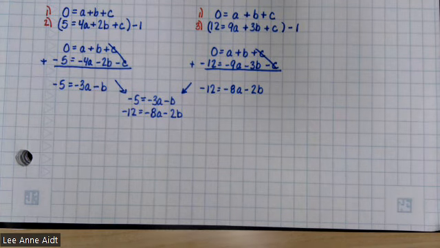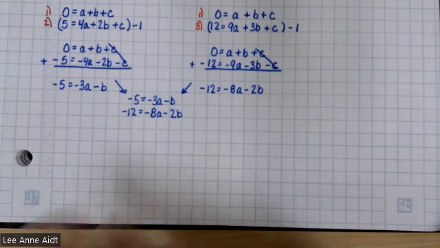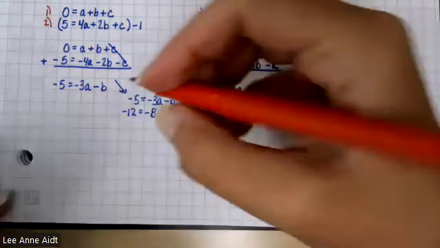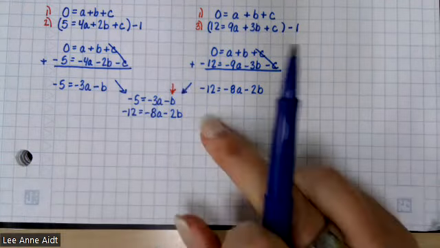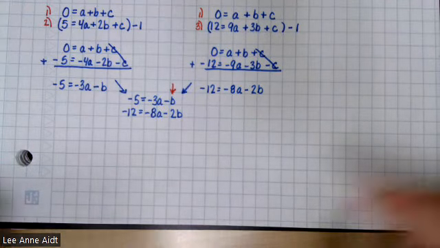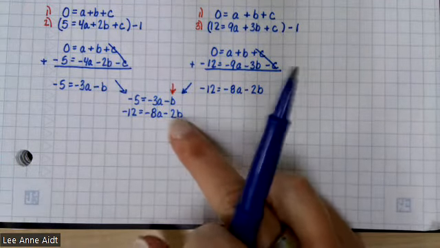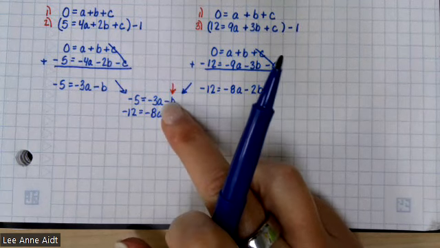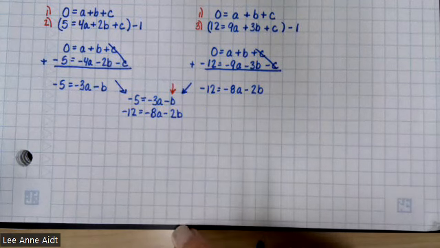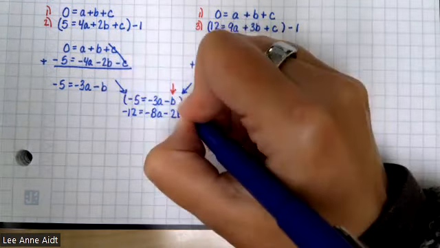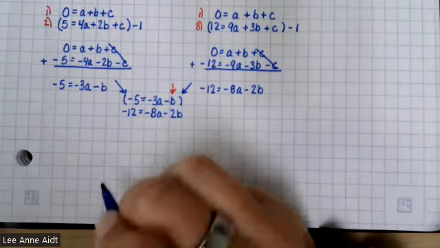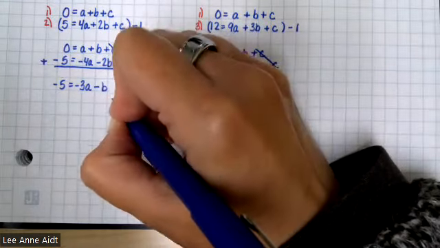Okay, which variable should we eliminate from this little system? A's or B's? B's. And what do we want to do to eliminate the B's? Okay, so this is negative 2b, right? To cancel that out, what does this need to become? Positive 2b. So how do I make this positive 2b? Multiply it by negative 2.